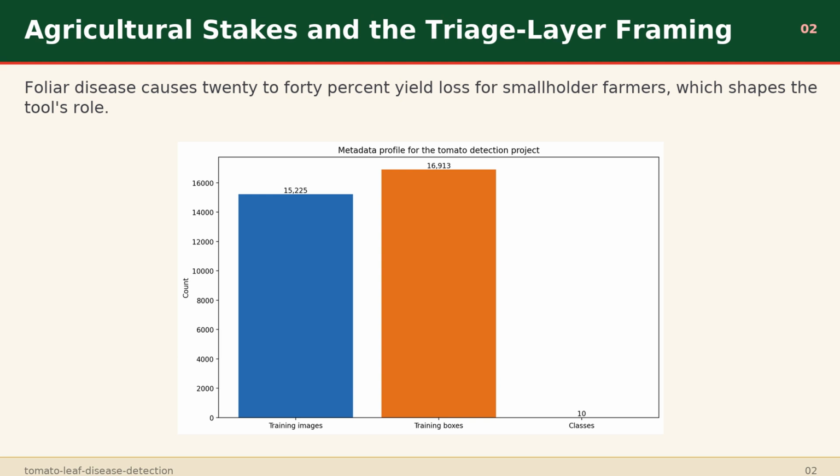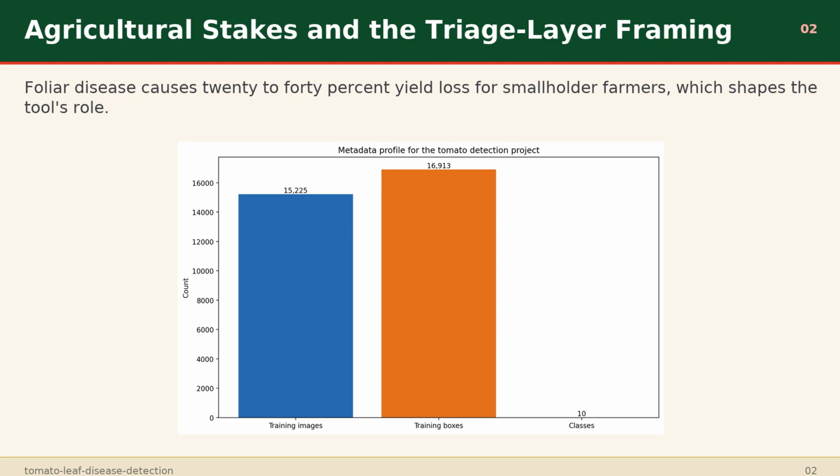The error costs run in both directions. A false positive triggers unnecessary pesticide application, with cost and environmental burden that smallholder budgets cannot absorb. A false negative lets disease spread unchecked across neighboring plants. Both failure modes matter, and both shape the evaluation plan that a future training run will have to satisfy.